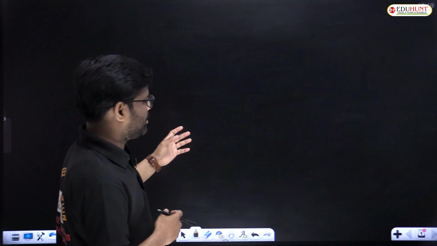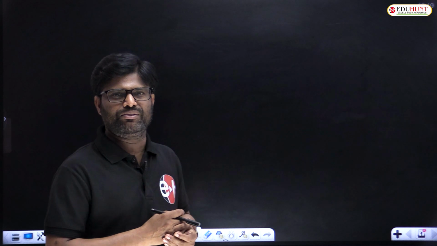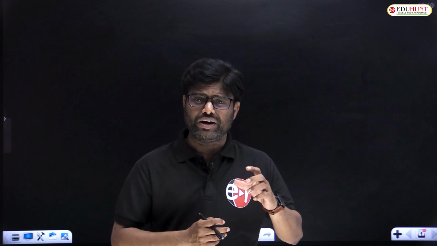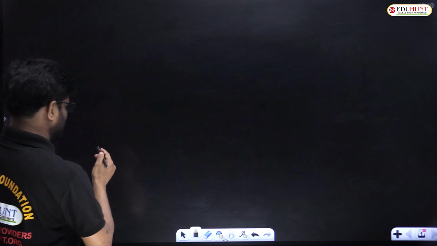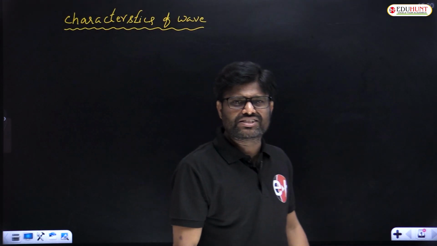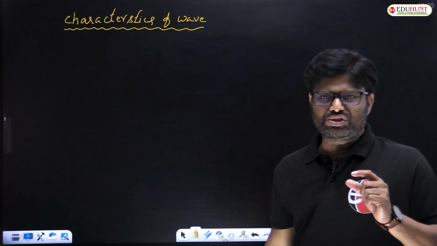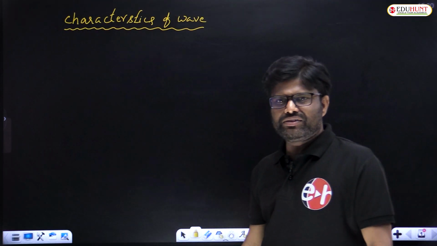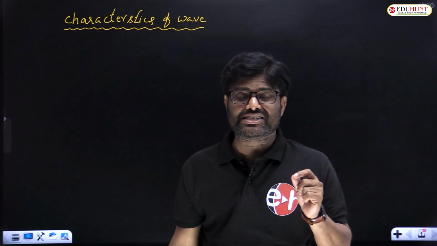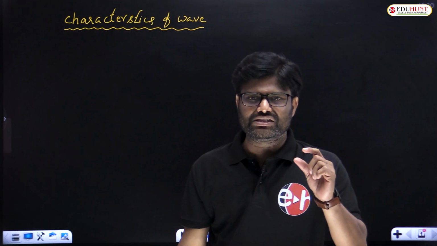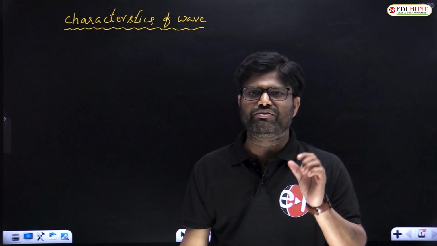Okay. I am going to teach you characteristics of wave. So what are present in the characteristics of wave? First, what is wave? Let us discuss about the wave and characteristics of wave. So what is wave first? Wave is nothing but it is having crest and trough. One crest, one trough, if these two are there, we call it a wave.